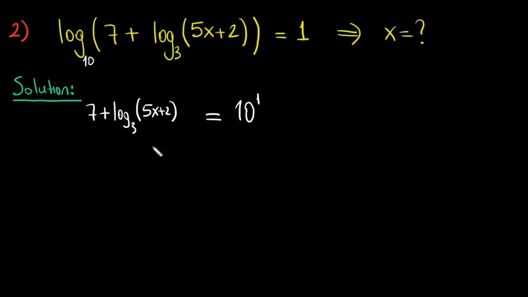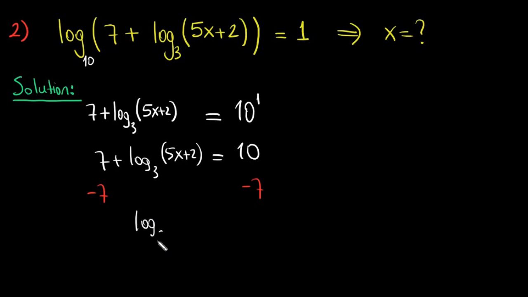10 to the power of 1 is 10. So we have 7 plus log base 3 of 5x plus 2 equal to 10. Now we can subtract 7 from both sides of the equation. 7 and negative 7 will cancel out, since 7 minus 7 is 0. So on the left, I have log base 3 of 5x plus 2, and on the right, 10 minus 7 is equal to 3.